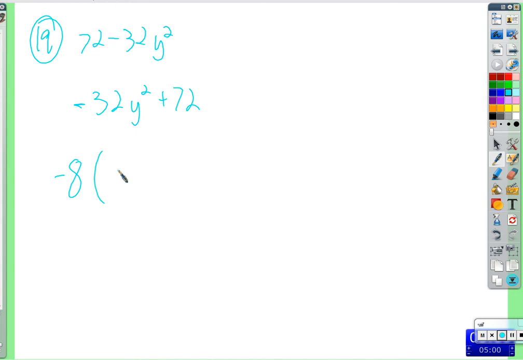Okay, negative 8 times what? The negative 32 y squared. 4. Y to the 2nd. Plus 9. Minus 9. Okay, the negative needs to come out positive.